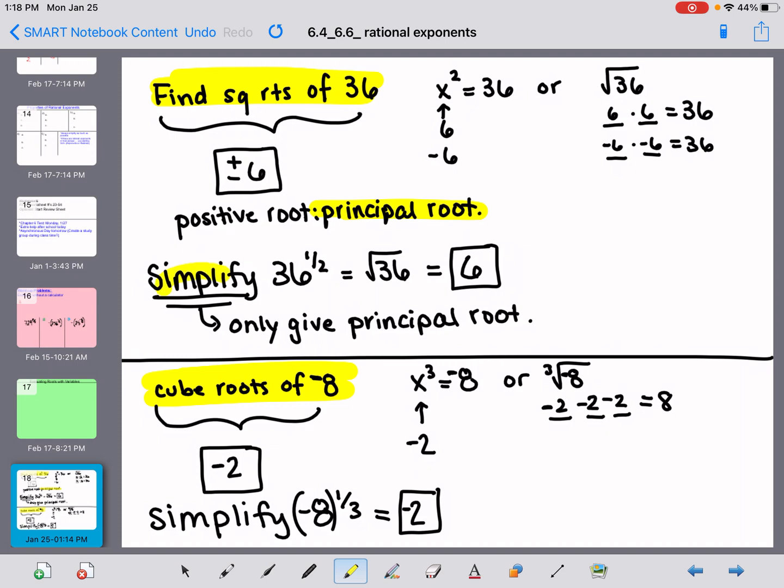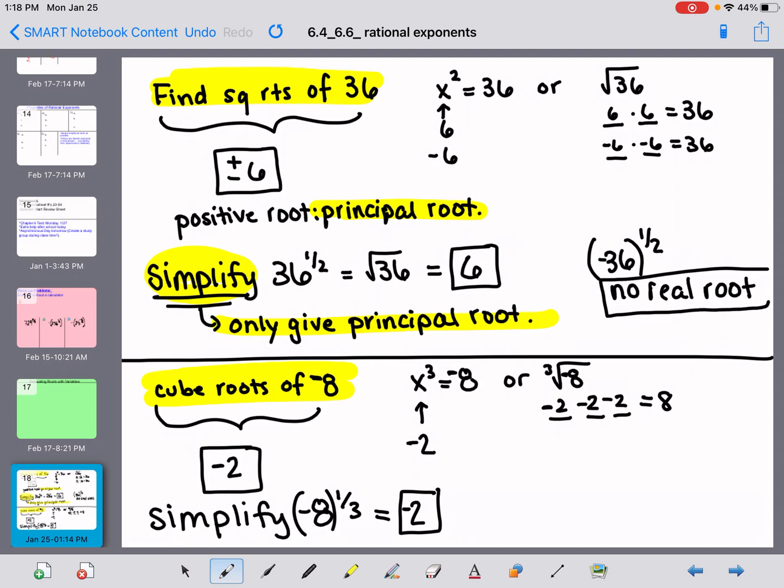Then, when you're simplifying, you only give the principal root. For even roots, remember that the radicand cannot be negative. So if we're saying simplify negative 36 to the 1/2, that's not even a question in your mind. You just say no real root. Any even roots cannot have negative radicands.